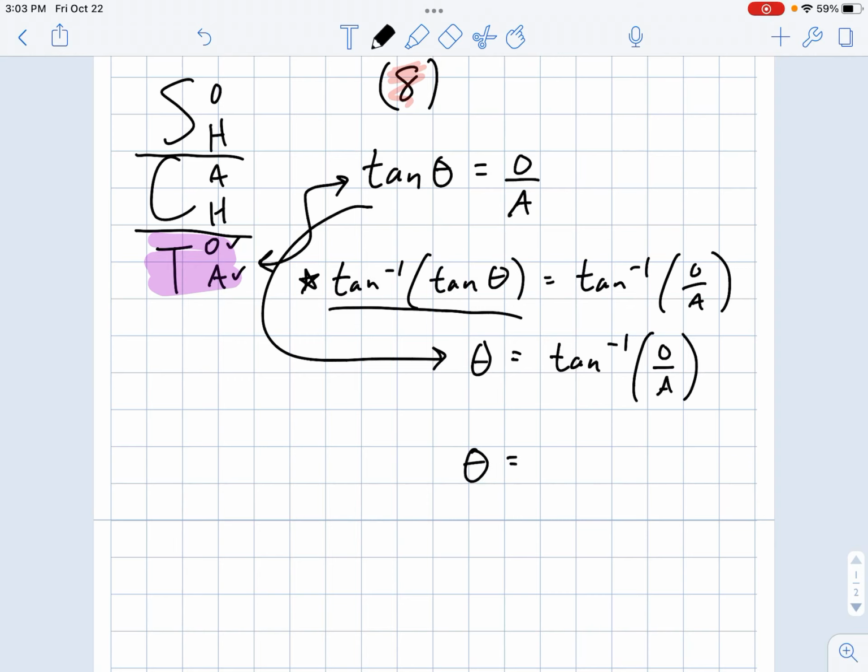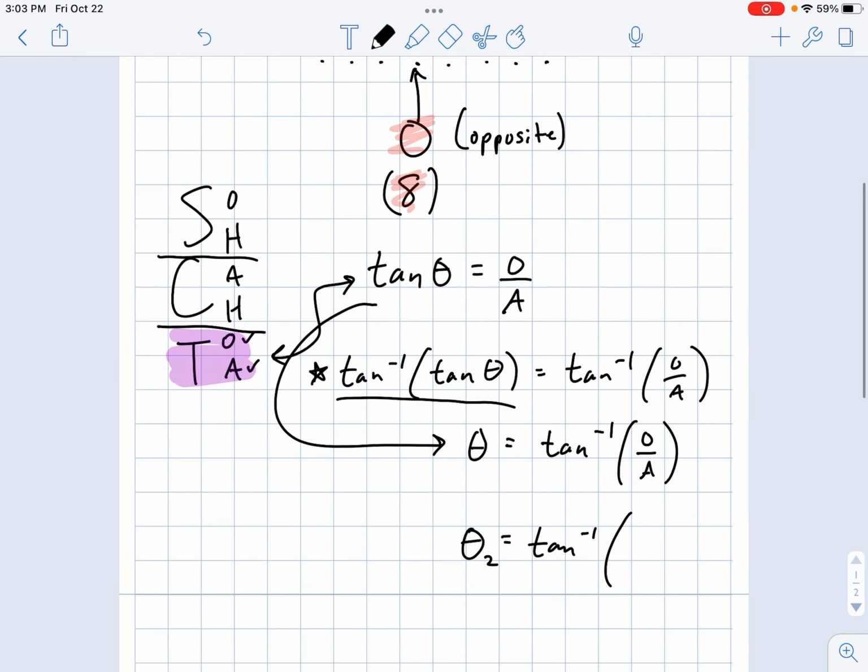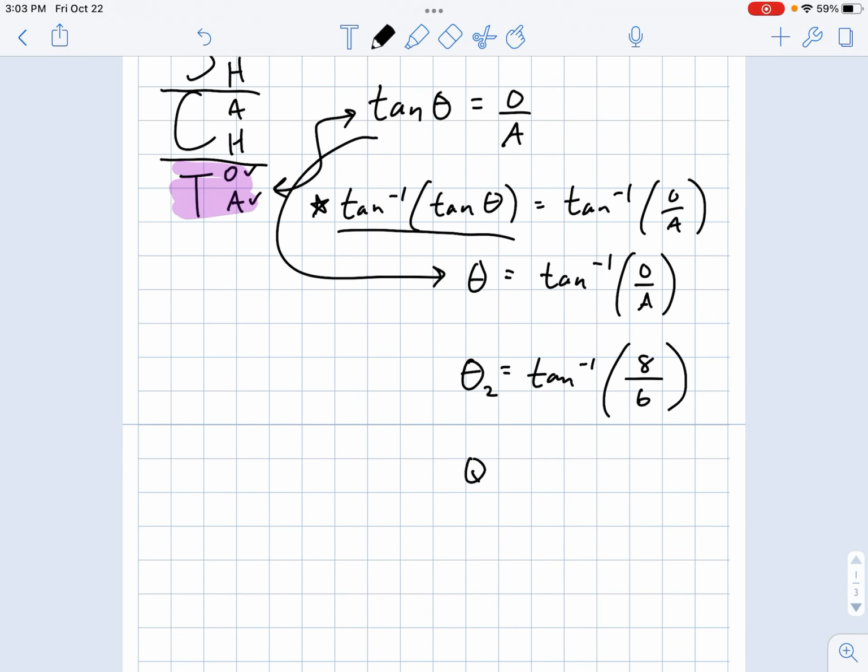So here we go. Theta, in this case theta 2, is equal to inverse tangent of the opposite side length, which is 8, over the adjacent side length, which is 6. Then you can just go to your calculator and say inverse tangent of 8 over 6. You can type it in as 1.33333, but you might as well just leave it as a fraction. I'm going to use my computer over here. And I got 53.1 degrees for theta 2.